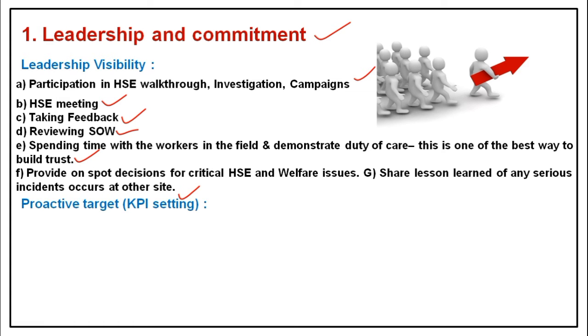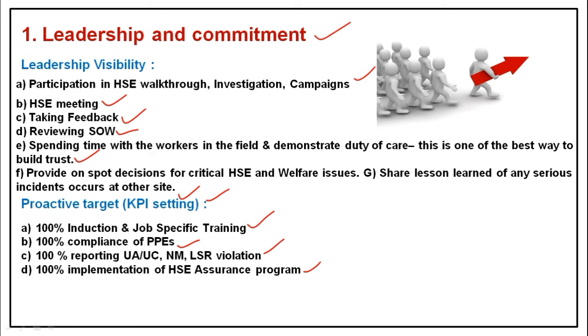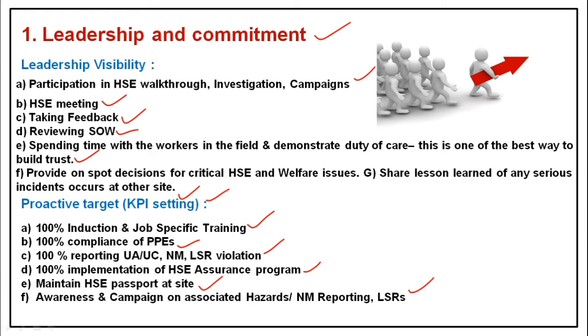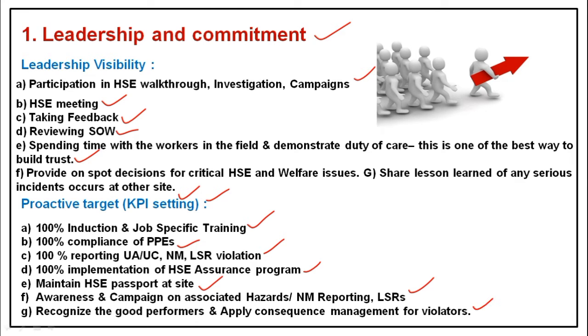And second one is proactive targets, KPI setting. For example, 100% induction and job specific trainings, 100% compliance of PPEs, 100% reporting unsafe acts, unsafe conditions, near miss and LSR violations, 100% implementation of HSE assurance programs, maintain HSE passport at site, awareness and campaign on associated hazards, near miss reporting, LSRs, recognizing the good performers and applying consequence management for violators.